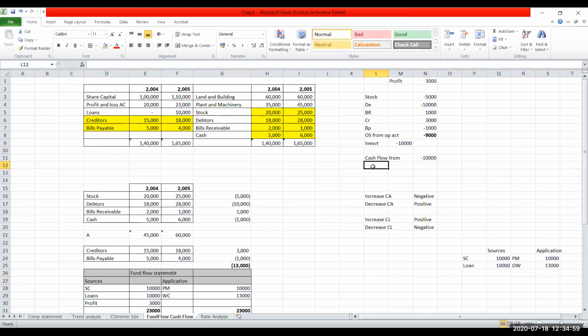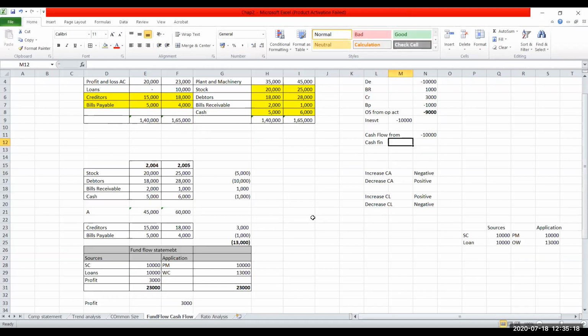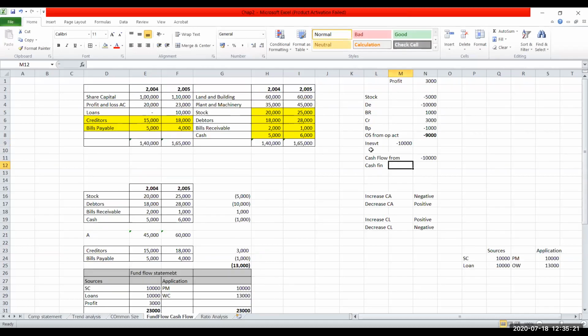Okay. Next will be cash flow from finance activity. So finance activity, I told you about the liability side: any share capital, additional share capital, or any redemption, any loan, repayment, everything will be there in your finance activity. So number one, you have the share capital. The share capital is increased actually. So 10,000 is a good sign. And the second one is loan. Loan, it is a good sign actually, 10,000.